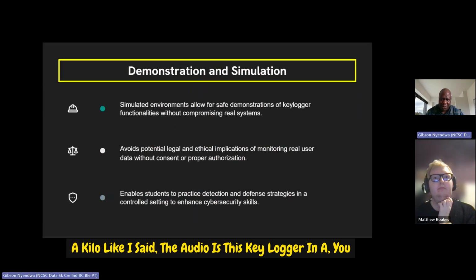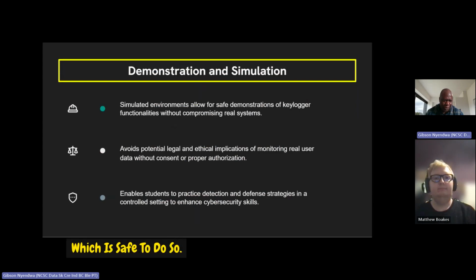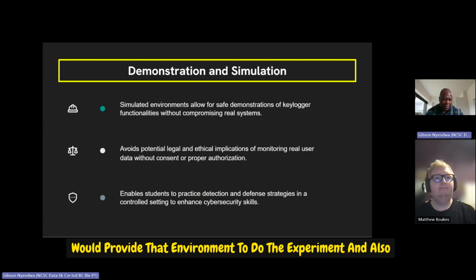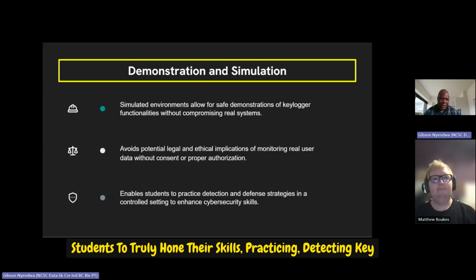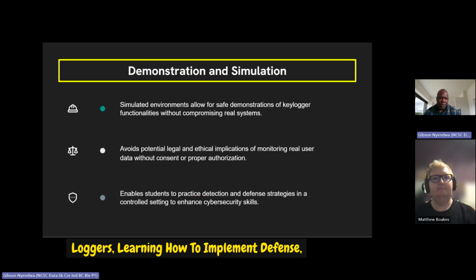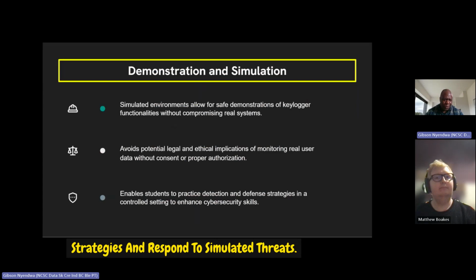Like I said, you would demonstrate this in a simulated environment, which is safe to do so. A sandbox or virtual machine would provide that environment to do the experiment. And also, this will provide an opportunity for hands-on practice for students to truly hone their skills, practicing detecting keyloggers, learning how to implement defense strategies and respond to simulated threats.